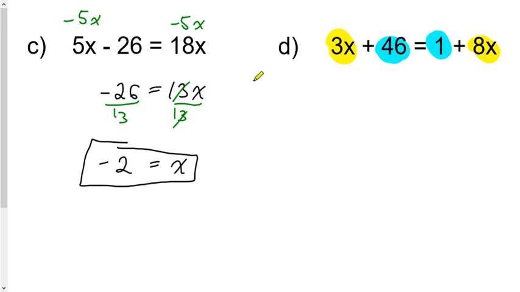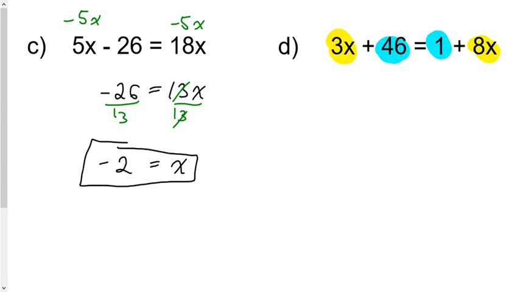Now, you can decide to put these on whatever side you want. You might say, I want all the x's on the left, all the regular numbers on the right. That's great. You might also decide, I want all the regular numbers on the left, all the x's on the right. That's also great. Both of those will give you the correct answer. Both of them will work out. One might be a little easier than the other, though.